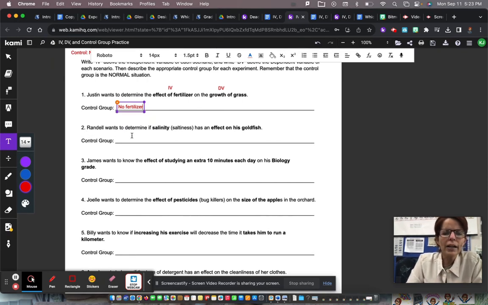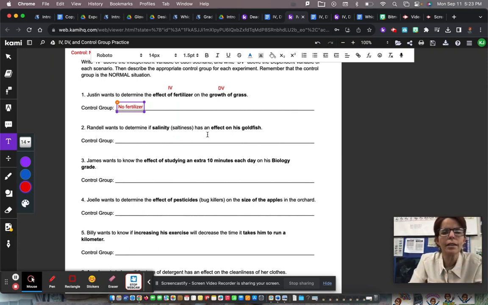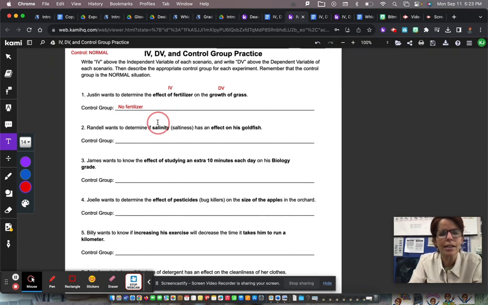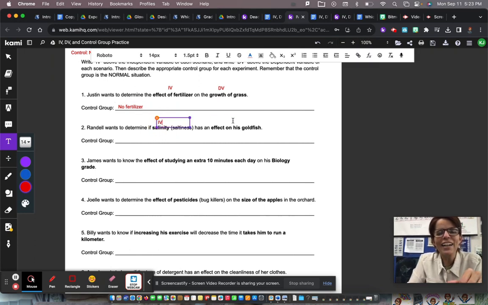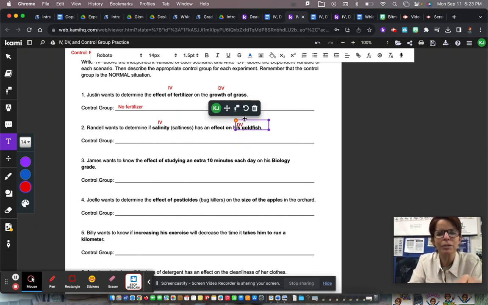Number 2, Randall wants to determine if salinity, saltiness, has an effect on his goldfish. So if the water is salty, what does that do to his goldfish? So he's going to mess around with how salty the water is and then look at the impact on the health of his goldfish. So what he's purposely changing is the salinity. That's his independent variable. And what he's measuring is the health of his goldfish. So that's the dependent variable.